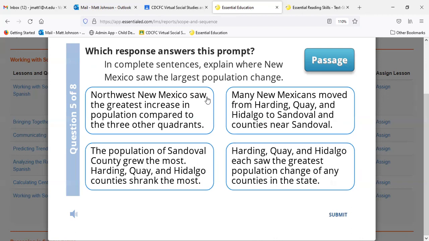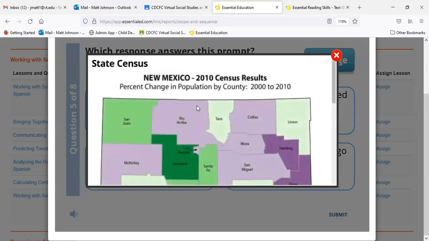Okay, so which response here? So, incomplete sentences explain where New Mexico saw the largest population change. So we got a map of New Mexico. Always making sure that we understand what's being represented in our visual data, whether it's a map, chart, graph, pie chart, anything like that. So New Mexico, right? 2010 census results. Percent change in population by county, 2000 to 2010. Okay, now we know what's being represented on the map.